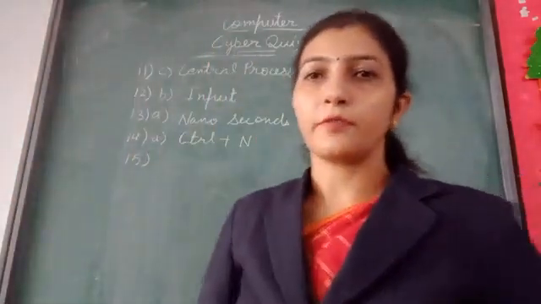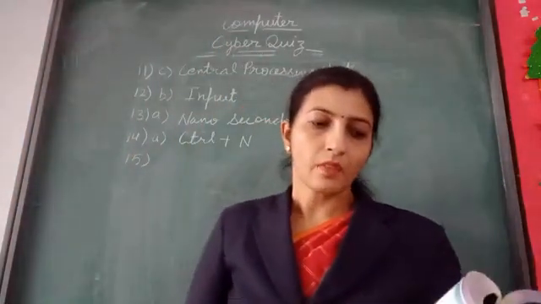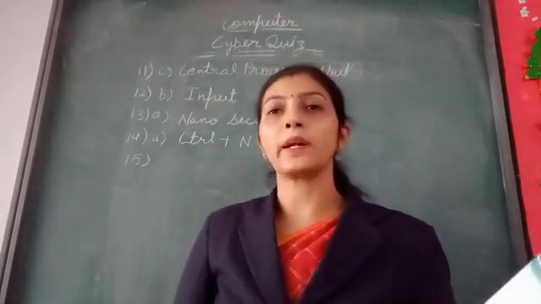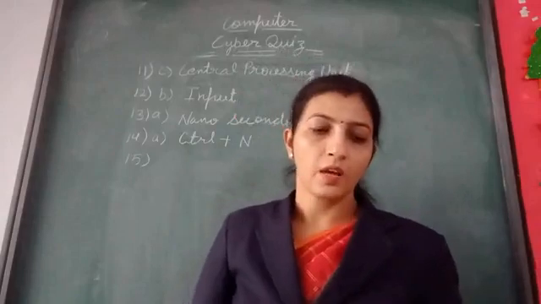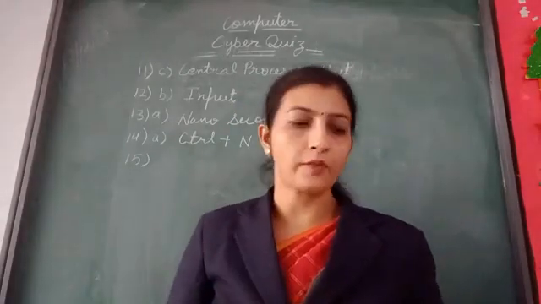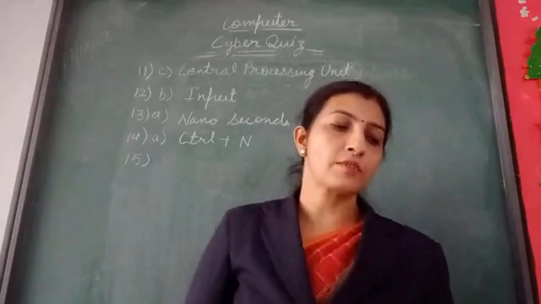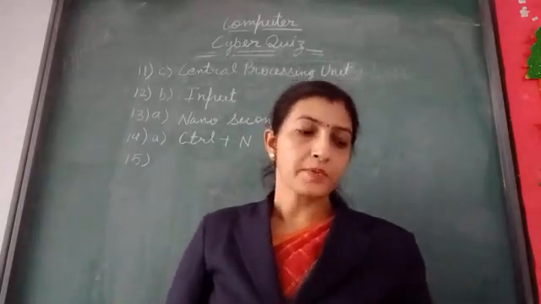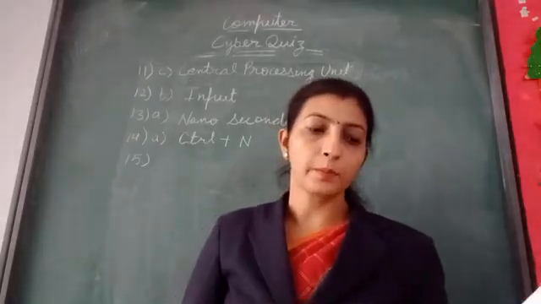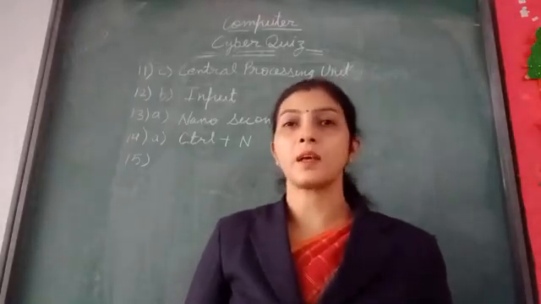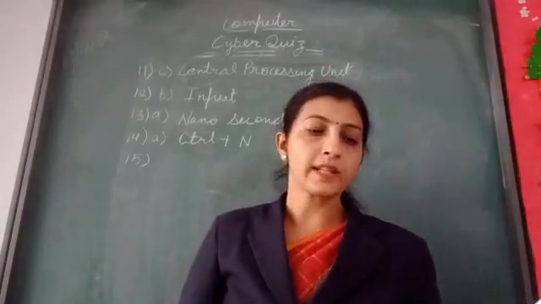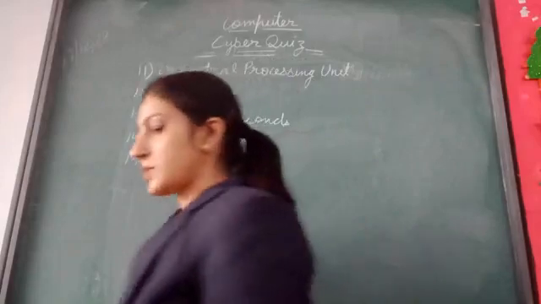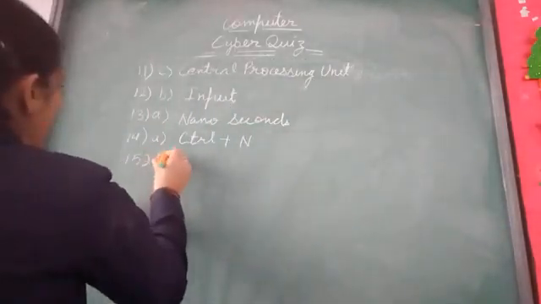Now question number 15. Which is an example of an operating system? Here three options are given to you and you have to choose which among these is an operating system. Option A, Java. Option B, Unix. Option C, Basic. So the operating system among these three is Unix. Option B, Unix.